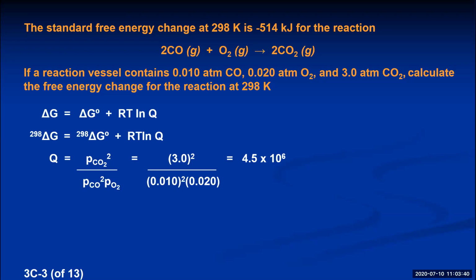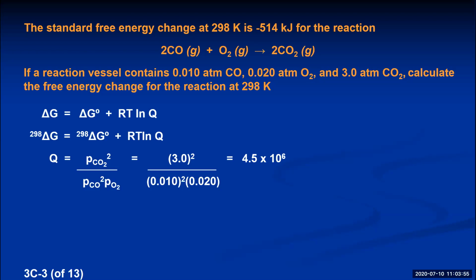So now to use this equation, we're going to use our delta G naught value from above, and we're going to add to it RT multiplied by the natural log of our Q. The R value we'll be using is 8.314 joules per Kelvin.